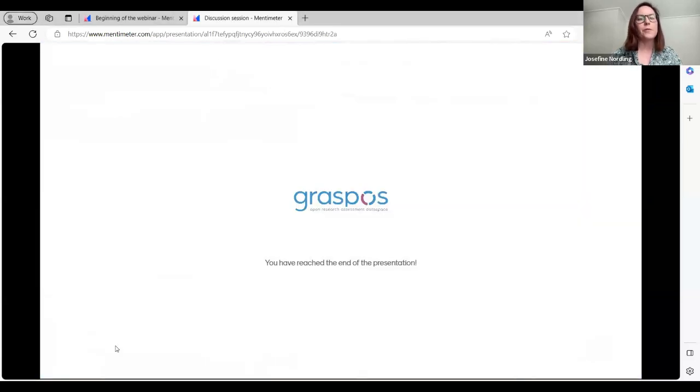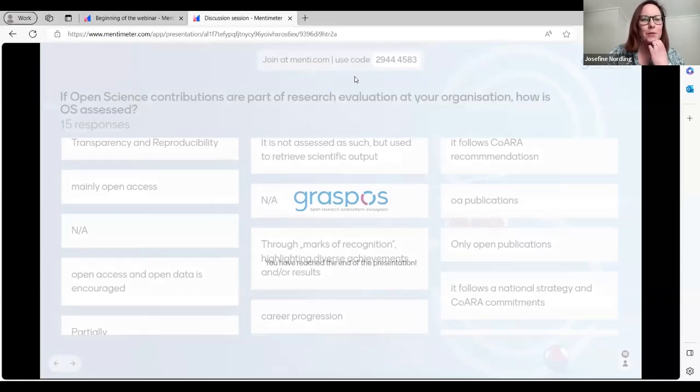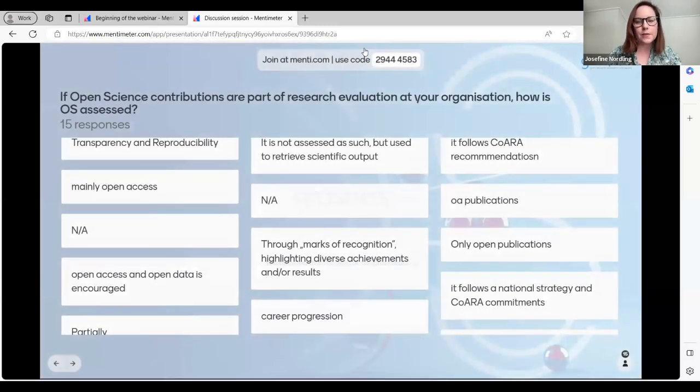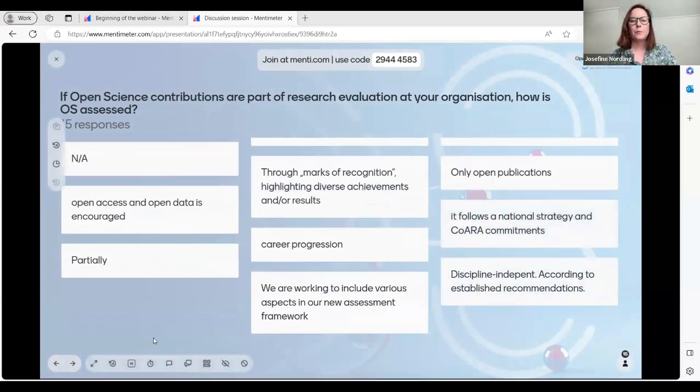Could you go a bit further down? Oh, there are more inputs there, but I don't know if you can go back. Yes. Can you scroll down so that we can see the rest of the comments there? Yeah, thank you. So some say that they have a plan in place to work to include various aspects in their new assessment framework, and that there are discipline independent assessments taking place according to established recommendations.